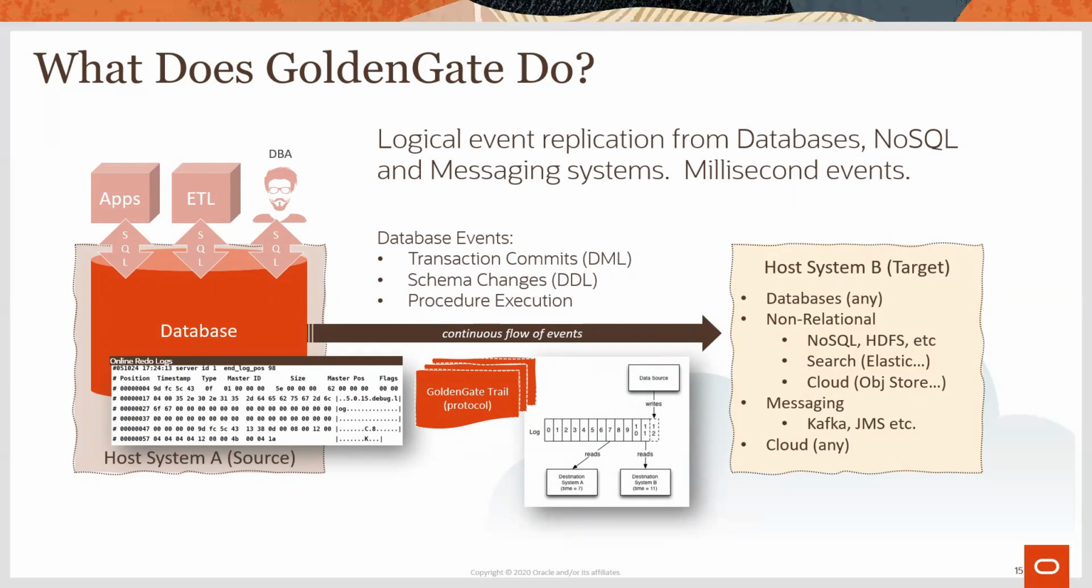And what GoldenGate does in the middle is it takes the different online redo logs, not only from the Oracle database, but any of the other databases that GoldenGate supports, and we convert those into a GoldenGate protocol called Trail. So the GoldenGate Trail is the common protocol that, regardless of which database you're capturing from, we move the data in this GoldenGate Trail format.